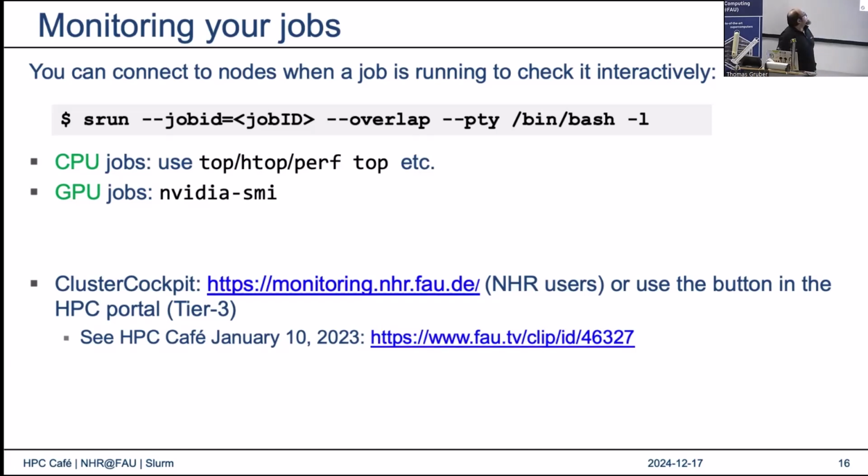For CPU jobs, you can use top, htop, or perf top if you have -C hwperf set. So perf is one of these hardware performance command tools. It will look basically where in the code you are currently in. So if you're waiting in a barrier, it will tell you you're in a barrier. It will use the function names of your binary. So you could basically check that out. For GPU jobs, nvidia-smi is the tool to go. And as I said, there's also Cluster Cockpit. And if you're interested more about that, there was a talk at the January HPC Café. Look it up. There's the clip, but there's also the slides linked on this page.